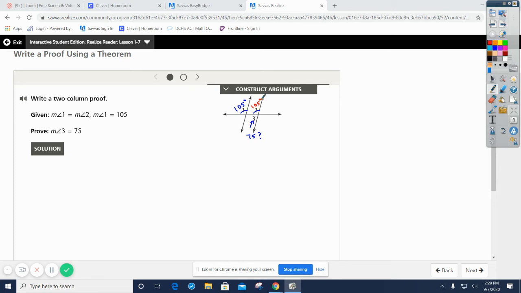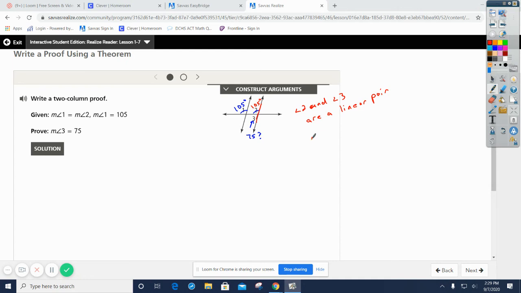Now what do we know about angle 2 and angle 3? They're right next to each other, so angle 2 and angle 3 are a linear pair. Right? Because we said a linear pair is two angles that are on a straight line. See this straight line here? So angle 2 and angle 3 are a linear pair. And what do you know about a linear pair? We said they equal 180.